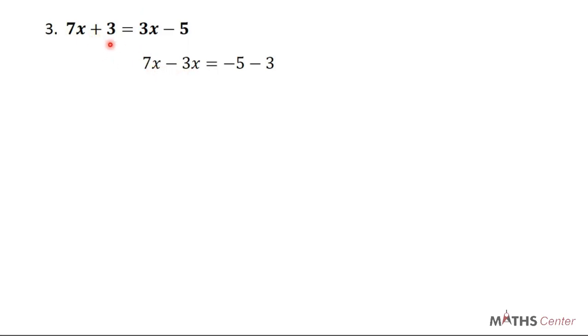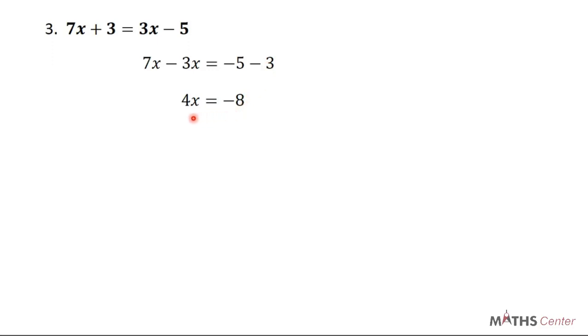So I'm going to have 7x minus 3x is equal to, now I have minus 5 here, so I'll keep minus 5 here. 3 here is positive. When it crosses the equal to sign to this side, it becomes negative. So minus 3. 7x minus 3x from algebra, we know that that will give us 4x. Minus 5 minus 3 will give us minus 8.